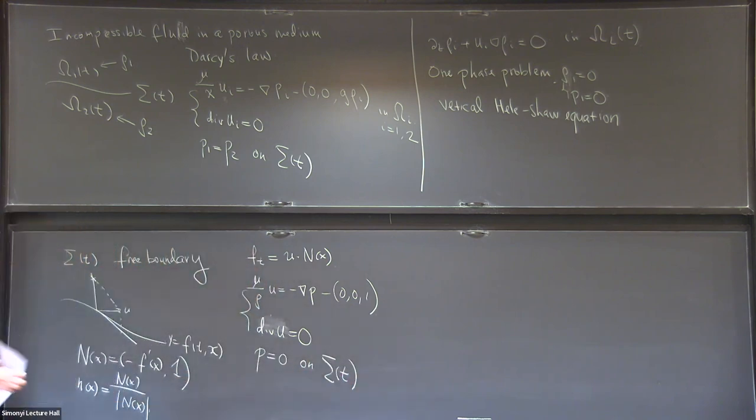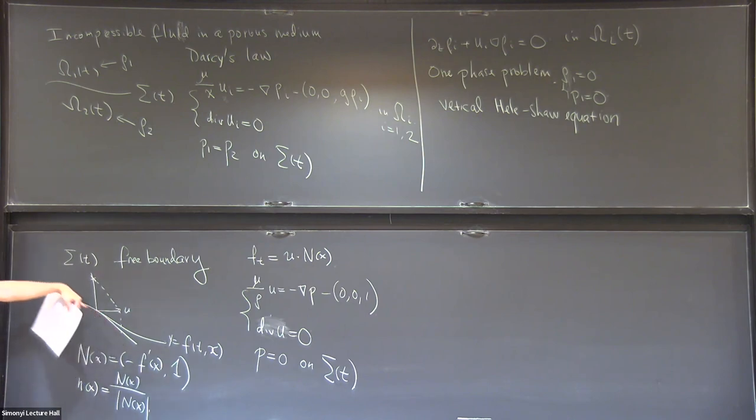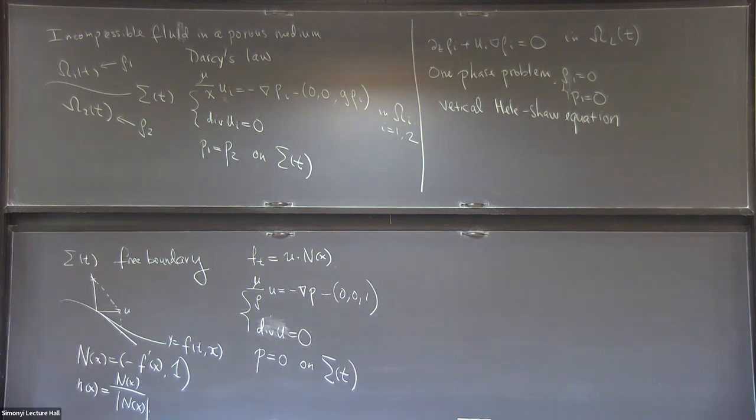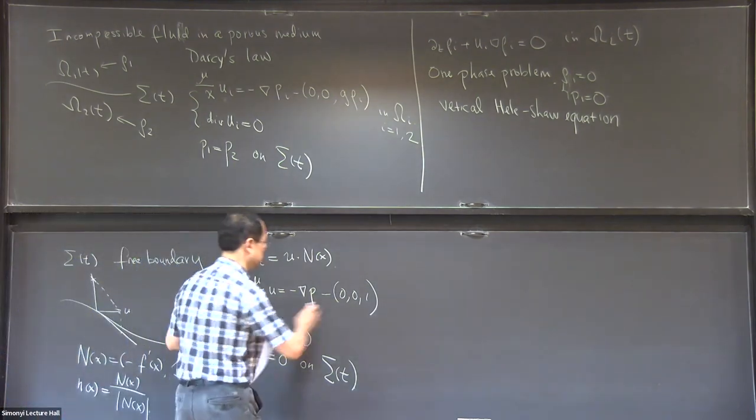Silly question: is the interface two-dimensional in the whole space? The interface is one-dimensional. Okay, so the domain is two-dimensional. Okay, but you wrote (0, 0, 1), do you mean (0, 1)? Oh, sorry, this should be (0, 1).